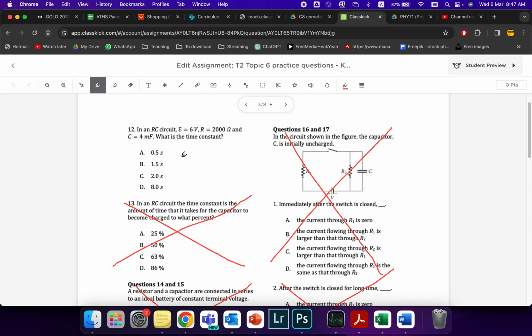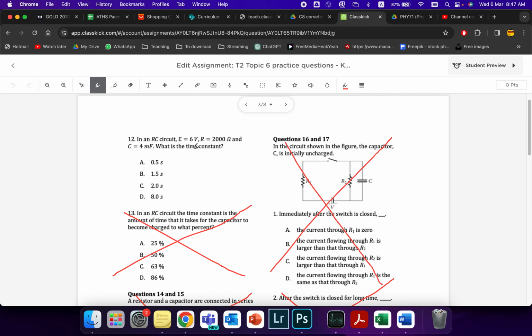Yes, there are. So over here, in an RC circuit, we have this. What is the time constant? Well, we know the formula from the formula sheet. Tau equals RC. So basically, all I'm going to do is take 4 millifarads and multiply by 2,000. 2,000 times milli is times 10 to the minus 3.